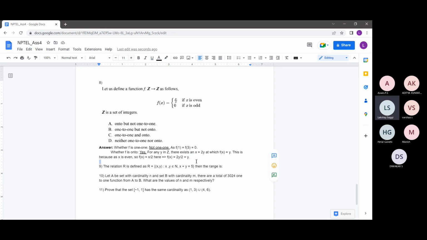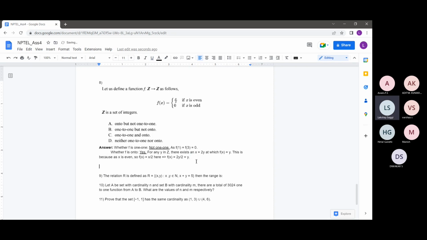So here are the options. So treat these types of functions with care. That's all I would say. So it is onto, but not 1-1. So option A. Right. So I hope it's clear, guys.